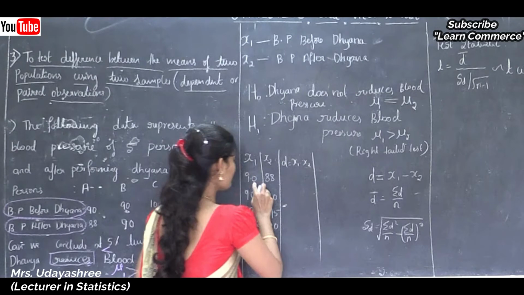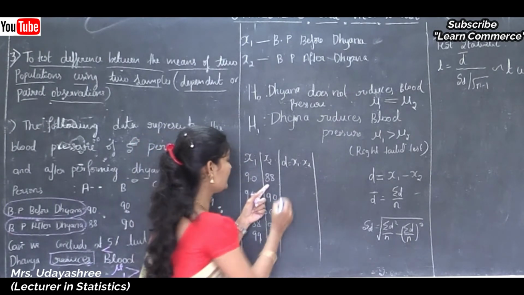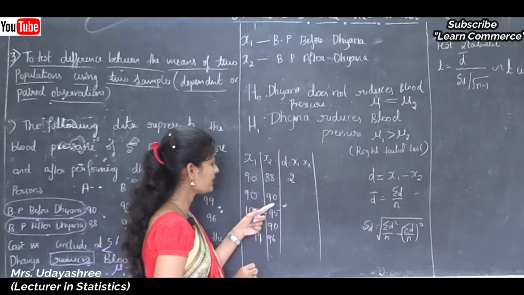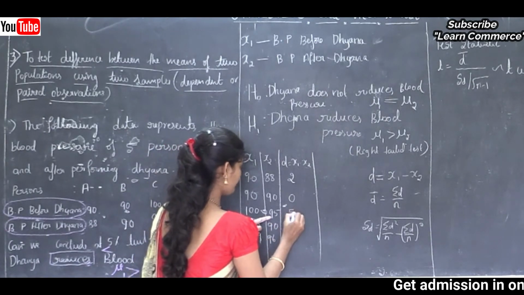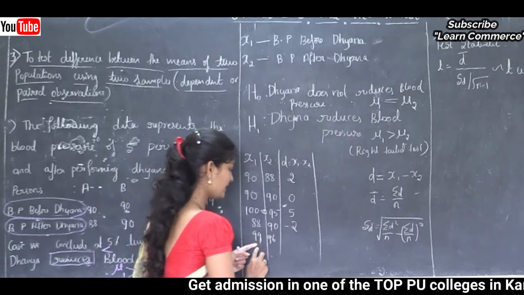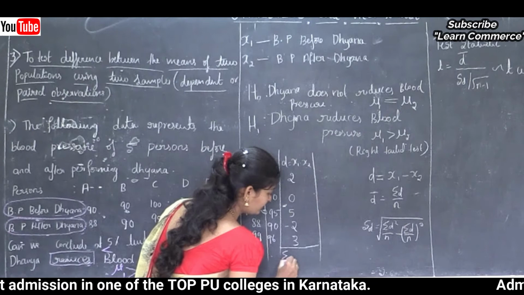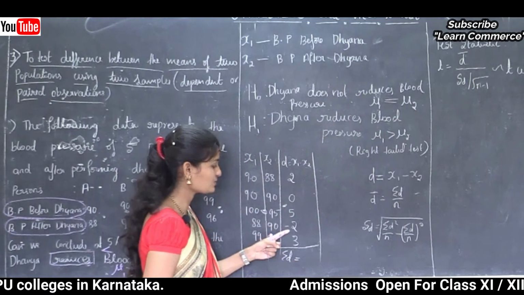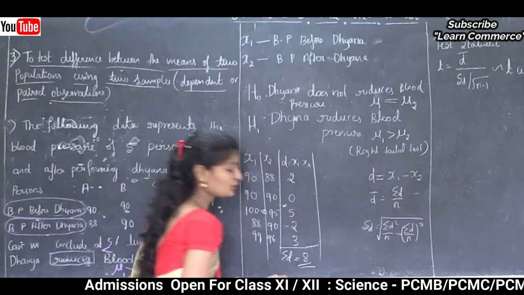So next we need to find the difference, that is x1 minus x2. So here the x1 observation is 90, the x2 observation is 88. So 90 minus 88 is 2. Then 90 minus 90, that is 0. 100 minus 95, that is 5. Then 88 minus 90, that is minus 2. Then 99 minus 96, that is 3. So here the sum of d is, 2 plus 5, that is 7, 7 minus 2 is 5, 5 plus 3 is 8. So the sum of d is 8.